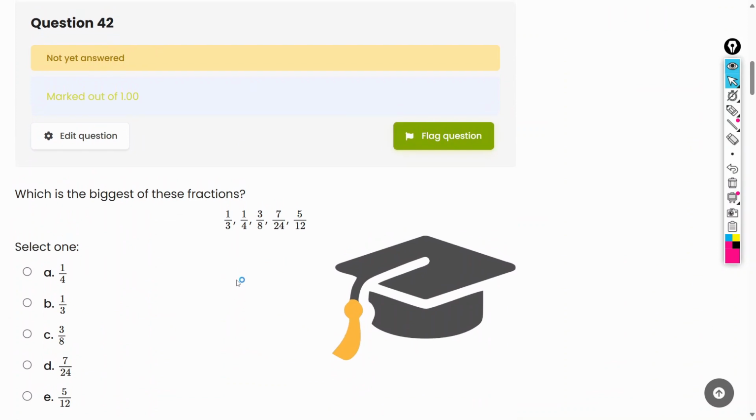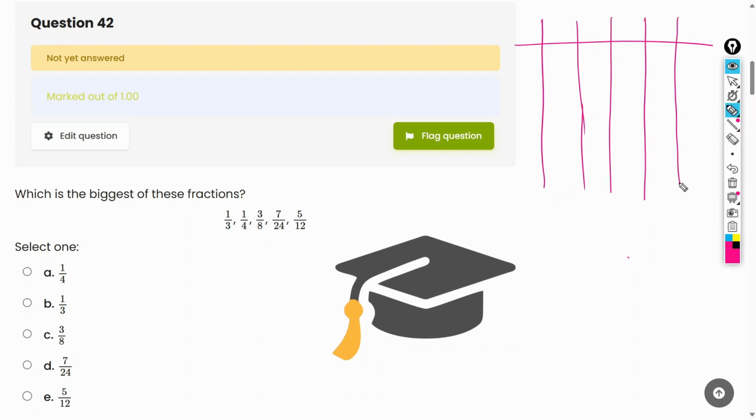What is the biggest of these fractions? So we cannot tell by just looking at them. The best way to go about this is to give them a common denominator to find our LCM. So the LCM of 3, 4, 8, 24, and 12.